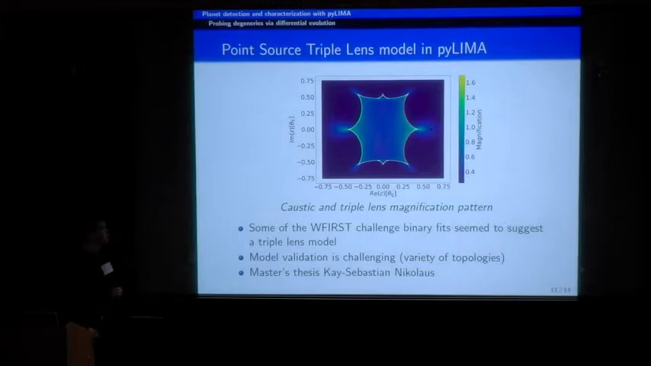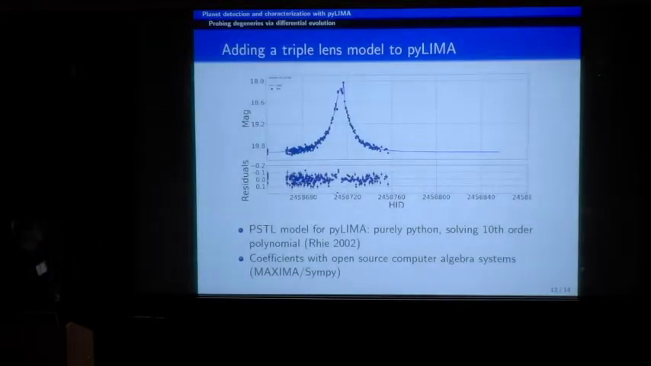So our master student, Kai Nicholas, was working on simulating that and calculating the coefficients again for the triple lens model and revisiting it. And the usual thing is sometimes you have structures like these where you really don't believe them, and we were validating, and the initial validation is not complete. Validating that model is also challenging because probing everything can take quite a bit of time. So the PSTL model is part of PyLIMA now. It's a purely Python-based package. It's rather slow for the time being.